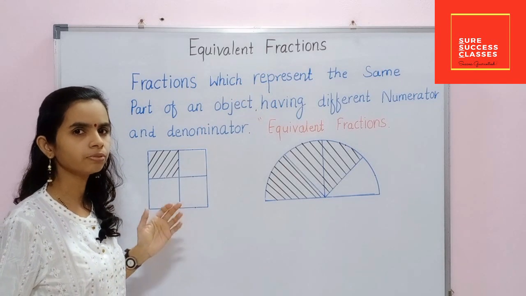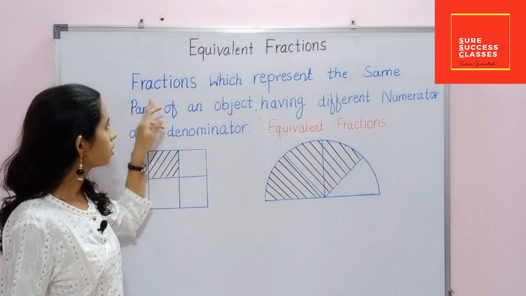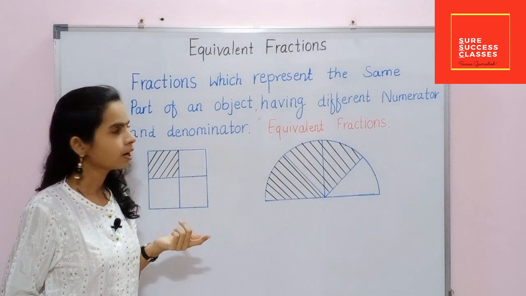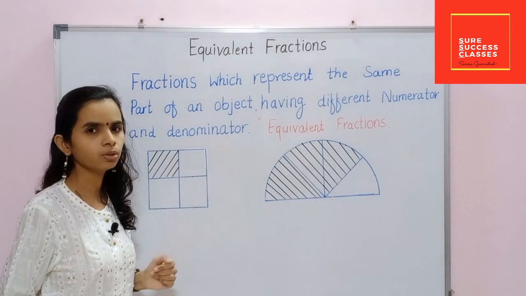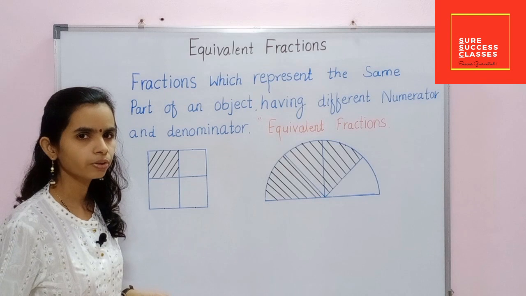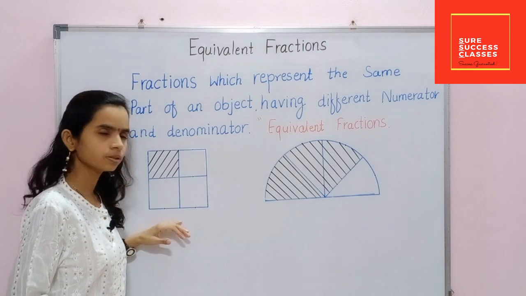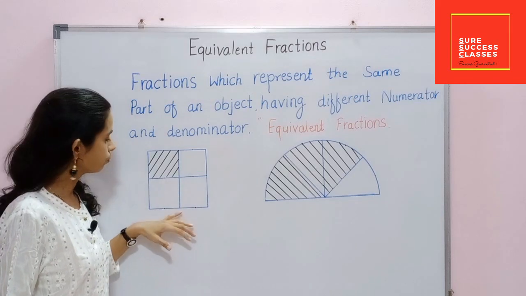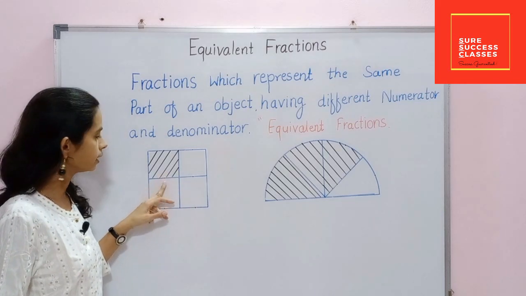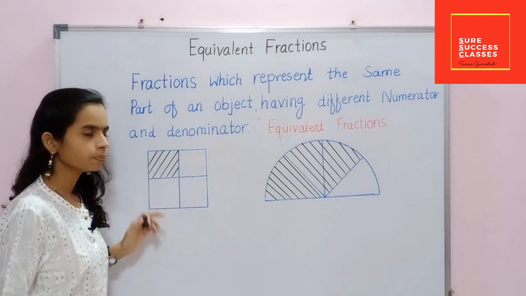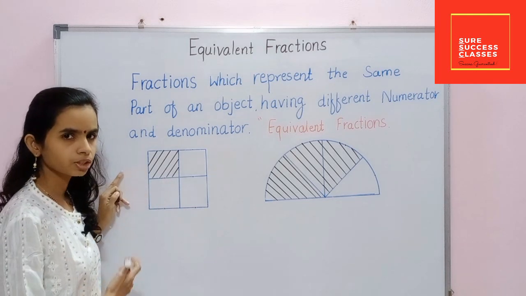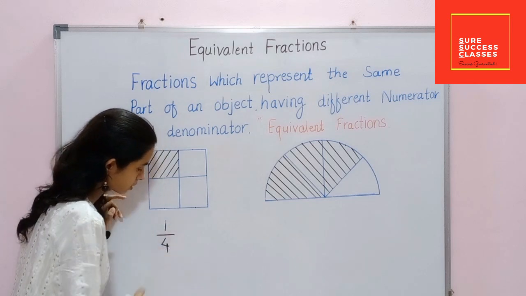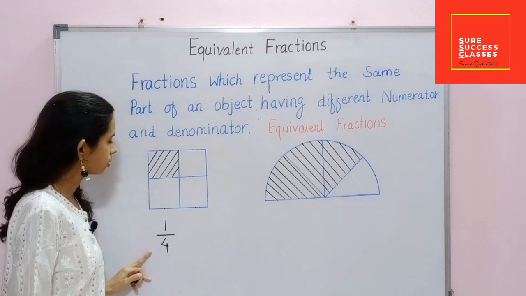First, we will see the definition of equivalent fractions. Fractions which represent the same part of an object but have different numerators and denominators are called equivalent fractions. Observe this figure. Here, the square is divided into 4 equal parts and one part is shaded. So, the fraction for this shaded part will be 1 part out of 4 equal parts, so the fraction will be 1 by 4.